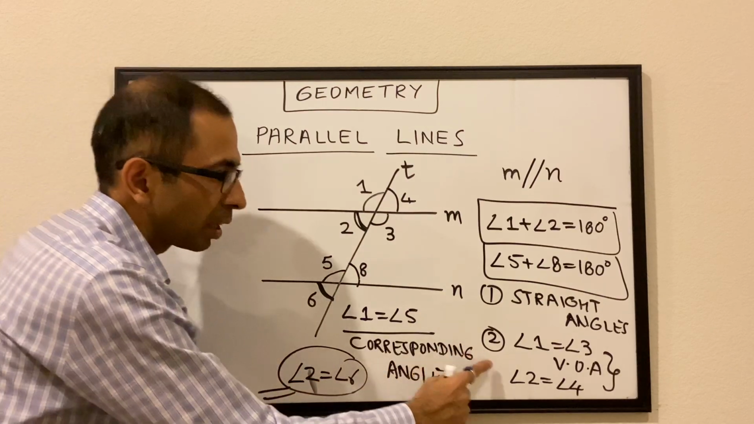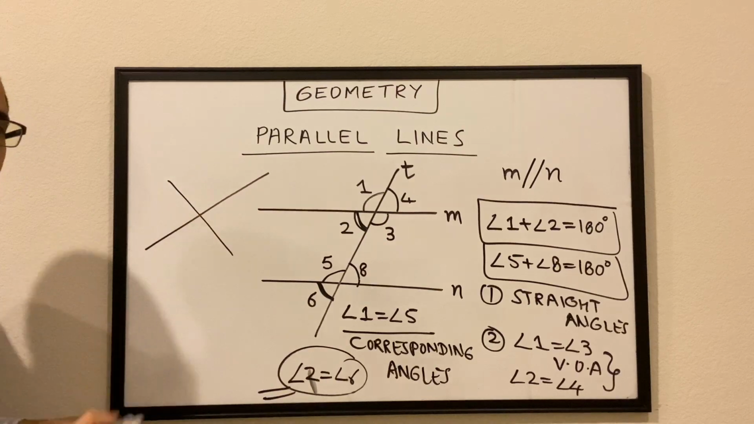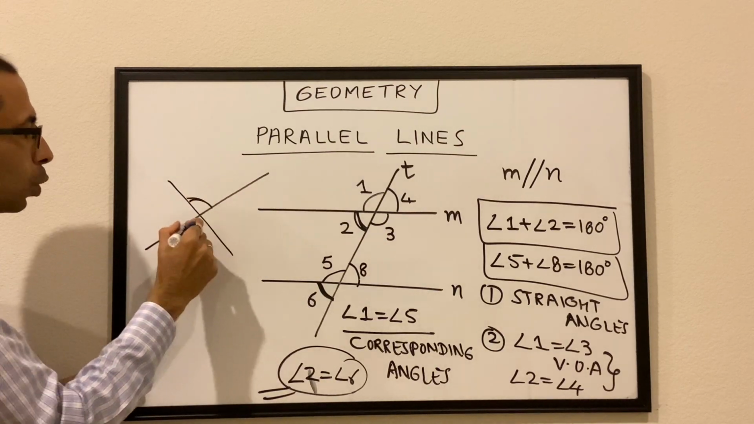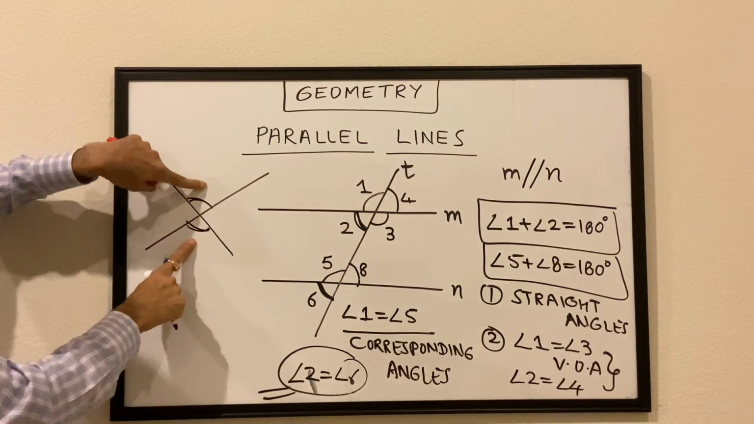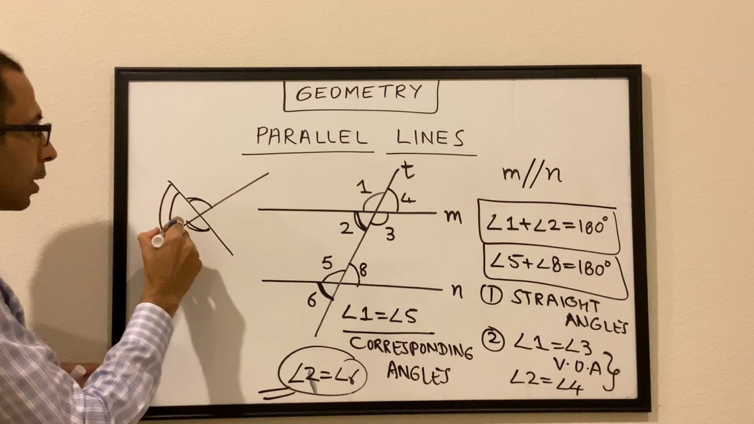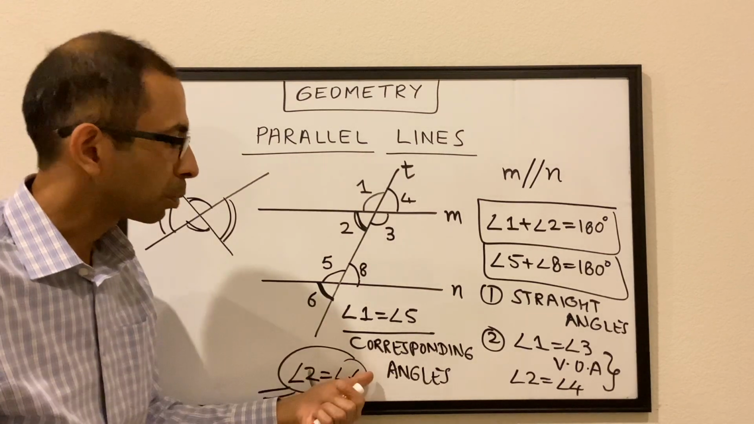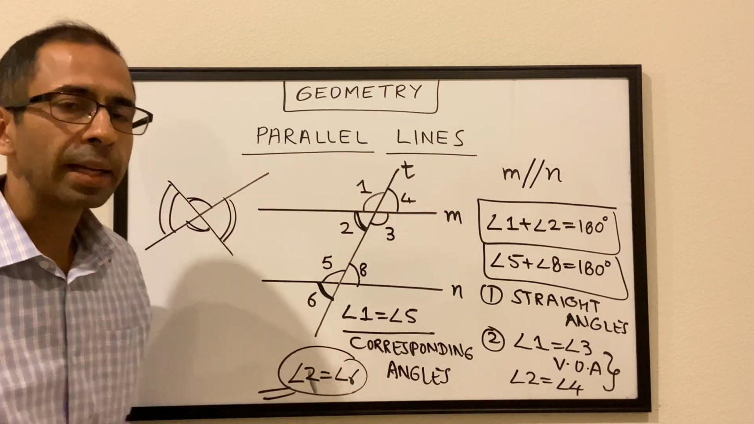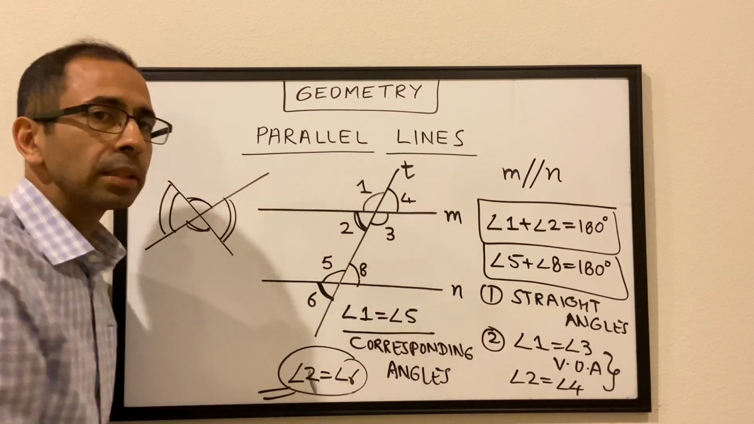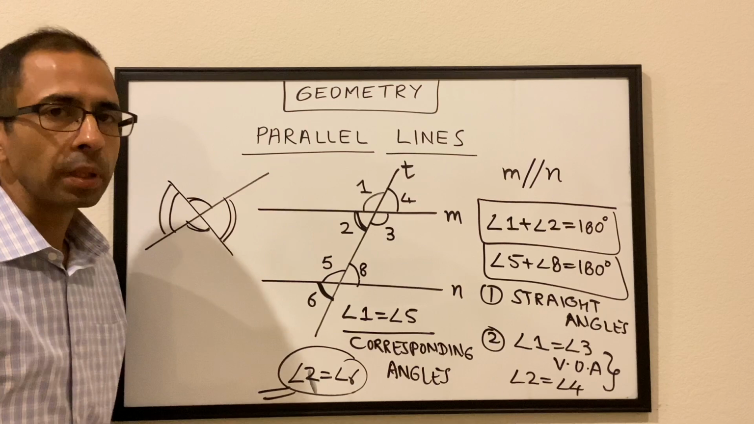The second is the vertically opposite angles, wherein there are any two lines which are crossing each other. So these two angles will be equal to each other and they are vertically opposite angles. Similarly, these two angles will be equal to each other. The third point which we discussed was the corresponding angles in the context of parallel lines. Whenever there are two parallel lines being cut by a transversal, the corresponding angles will be equal.